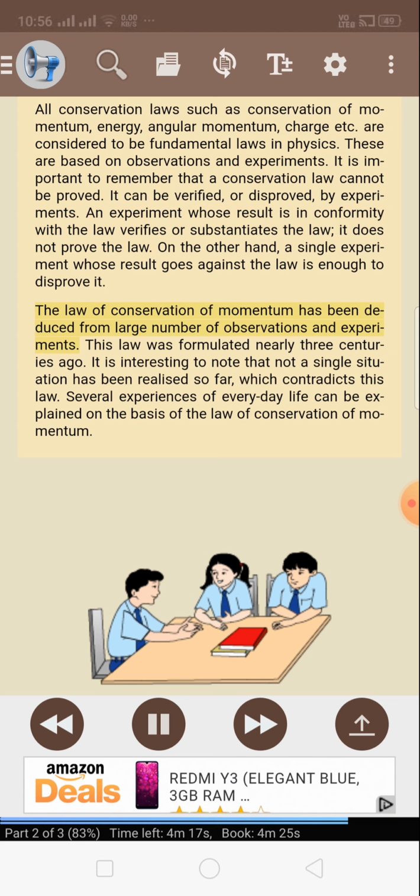The law of conservation of momentum has been deduced from a large number of observations and experiments. This law was formulated nearly 3 centuries ago. It is interesting to note that not a single situation has been realized so far which contradicts this law. Several experiences of everyday life can be explained on the basis of the law of conservation of momentum.